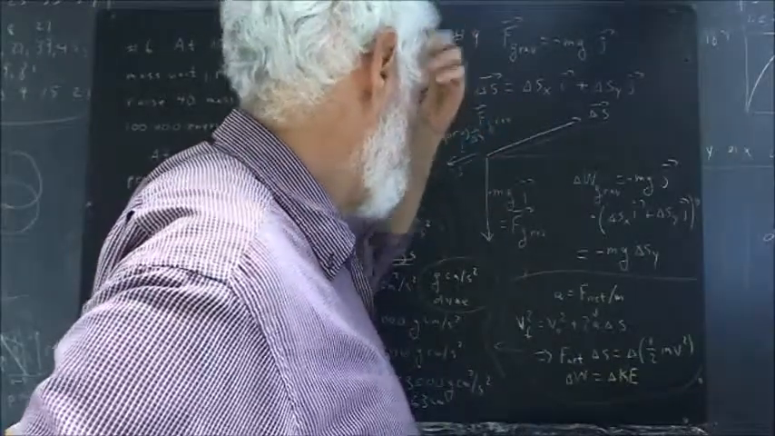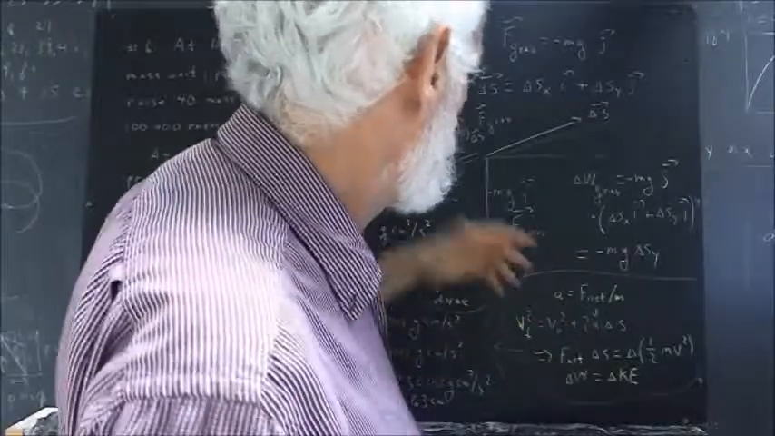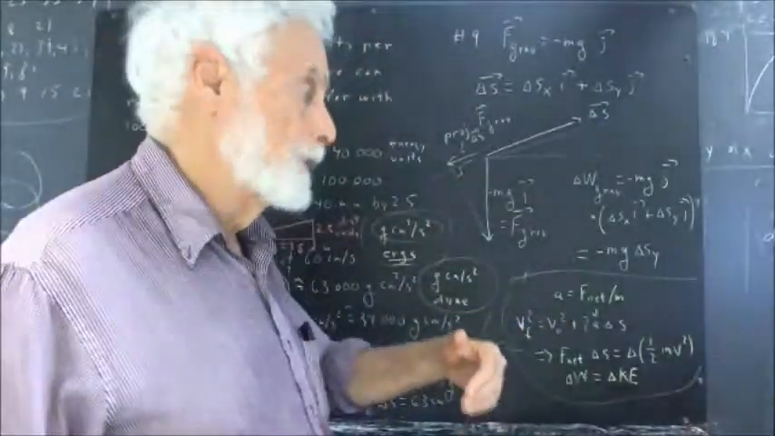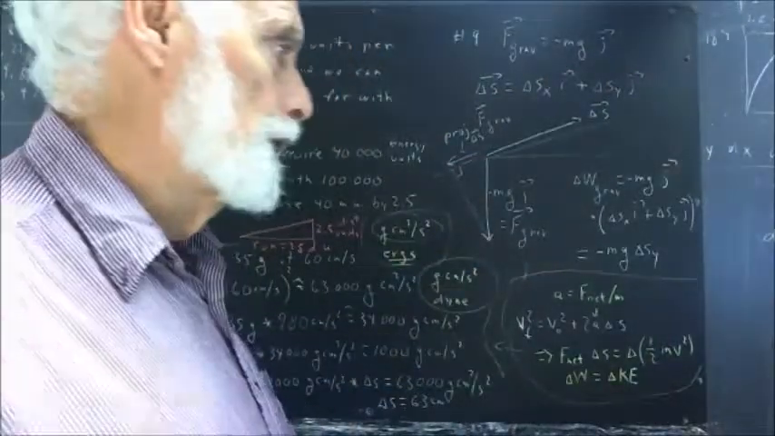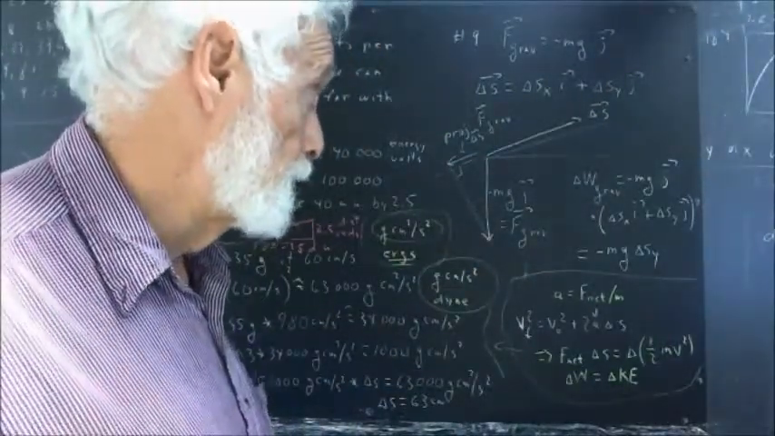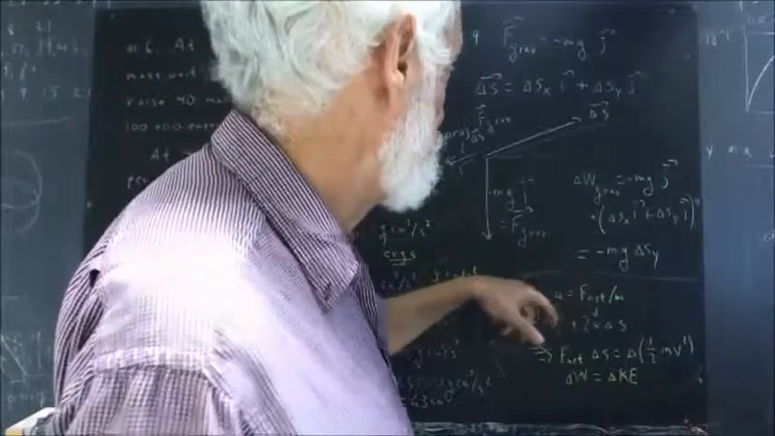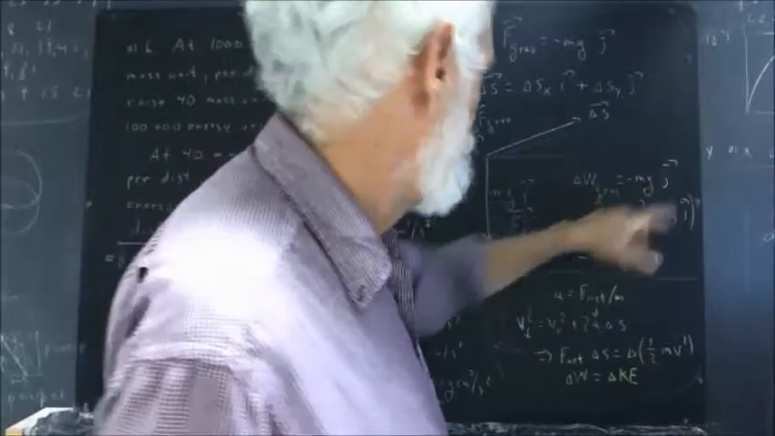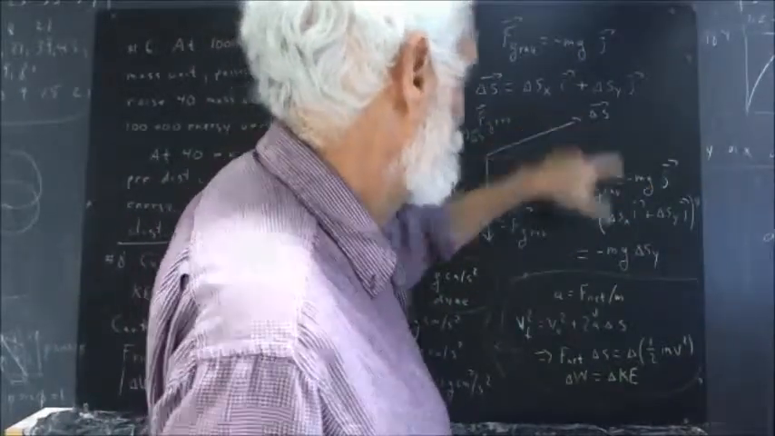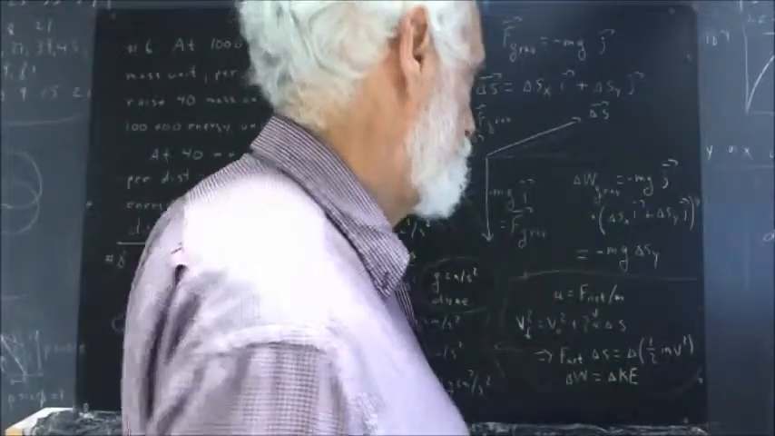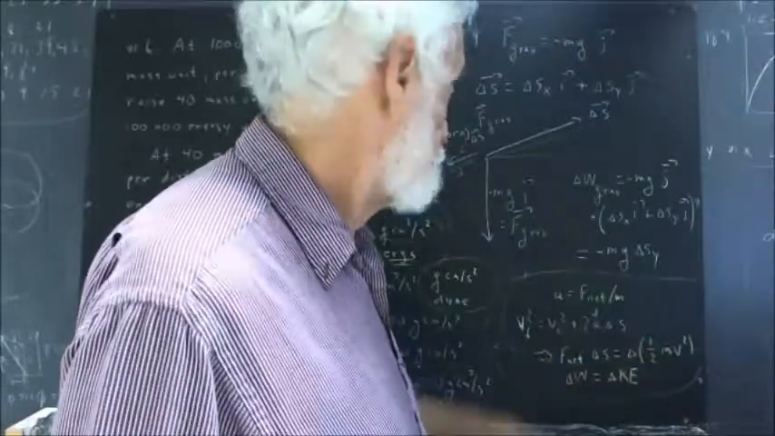Well, the work done is the dot product of the force and the displacement. So the work done by the gravitational force, not the work done against the gravitational force. In this case, we're calculating the work done by the gravitational force, which is going to be the dot product of the gravitational force, negative mg j, with delta S, delta Sx i plus delta Sy j, and that's just going to be negative mg delta Sy.